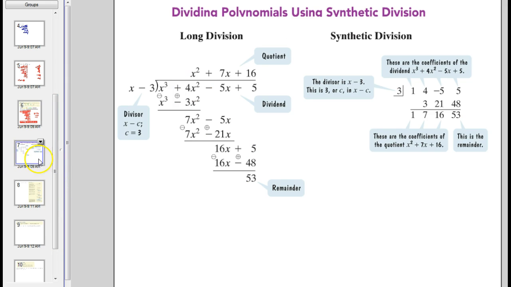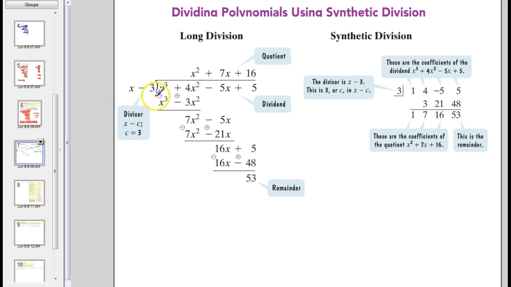Alright, synthetic division. Synthetic division is a process to divide a polynomial, but it's typically only done if you're dividing by a line. Now, you can do it if you're dividing by a cubic or a quadratic or something, as long as that thing were factorable, and you could factor it down to linear factors, and then you would have to do several different steps of synthetic division. But it's mainly done when your divisor is a line, like mx plus b.